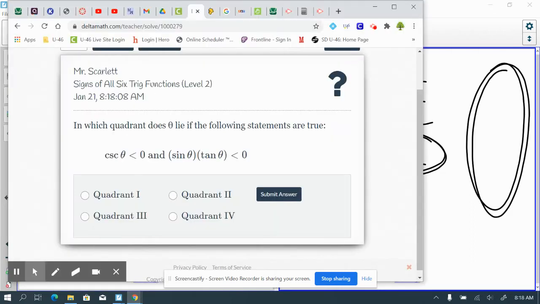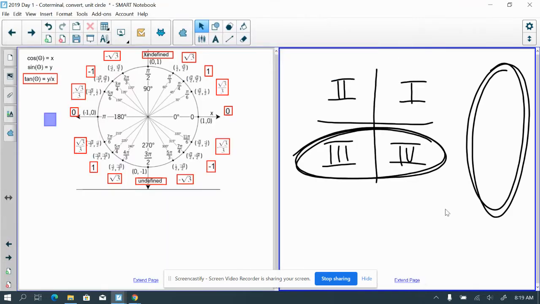What else did it say? The sine times the tangent is negative. Remember, the cosecant was negative, so that means the sine is negative. So on the right side, when you have a sine times a tangent, you've got a negative times something that is less than 0. Well, tangent has to be positive, because only a negative times a positive will get you something less than 0. So on that problem, I know that the tangent of the angle is positive.